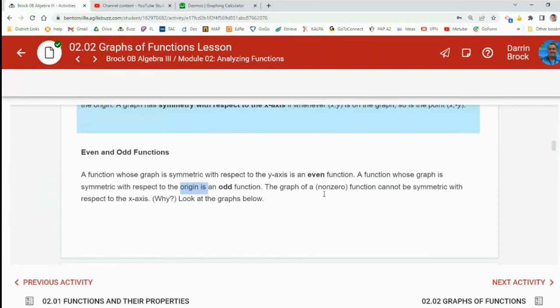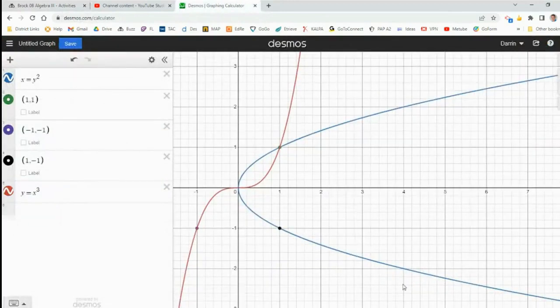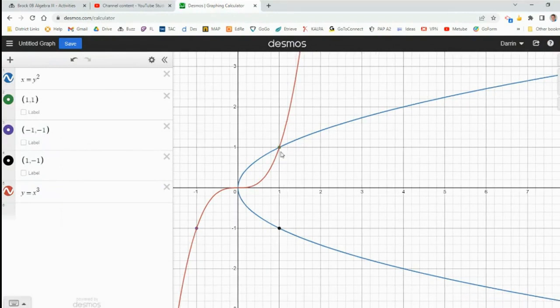All right. And the graph of a non-zero function cannot be symmetric with respect to the x-axis. Why can this one not be even or odd? It's because it's not a function, right? With that vertical line test, there's 2 y's for this one x. (1, 1). And so when x is 1, there's 2 different y's. This is not a function. That's why it's not an even or odd function, because it's not a function at all. It's got more than 1 y for each x, where these red ones do not.